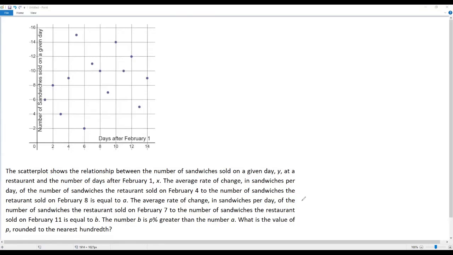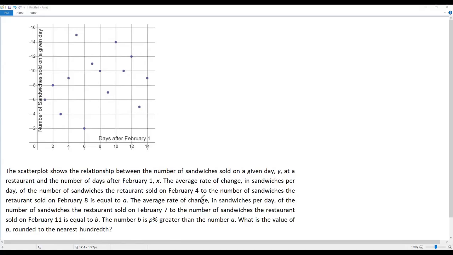The scatterplot shows the relationship between the number of sandwiches sold on a given day Y at a restaurant and the number of days after February 1 X. The average rate of change in sandwiches per day of the number of sandwiches a restaurant sold on February 4 to the number of sandwiches a restaurant sold on February 8 is equal to A.